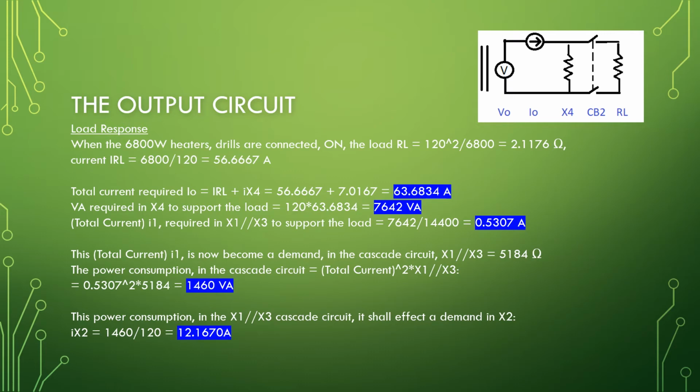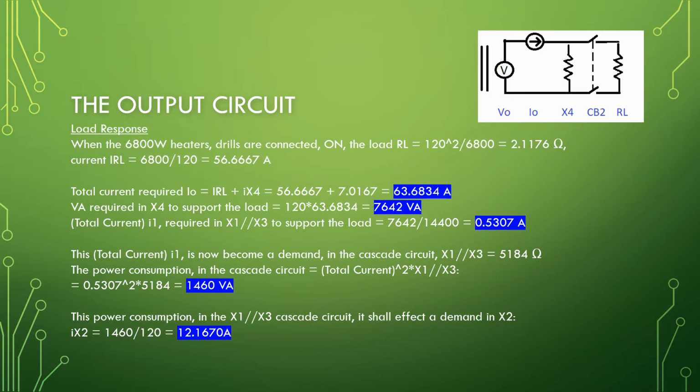The output circuit. Load response. When the 6,800 watt heaters drills are connected on, the load RL equal to 120 square divided by 6,800 equal to 2.1176 ohm. Current IRL equal to 6,800 divided by 120 equal to 56.6667 ampere.